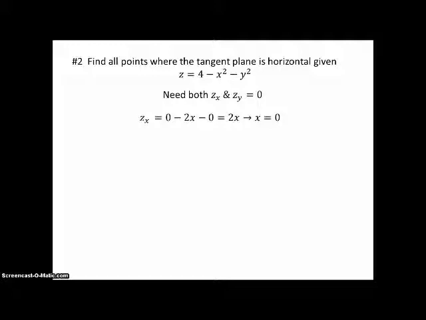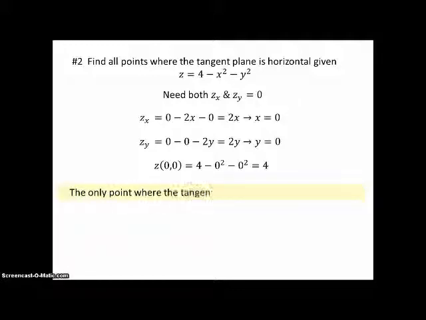Zx is 0 minus 2x minus 0 because the only term with an x in it is that middle term, and so this will occur only if x is 0. Zy is 0 minus 0 minus 2y because now the only term with a y in it is the last term, and this can only occur when y is 0. So now we have the x and y coordinates. We need the z coordinate at (0, 0), which is 4 minus 0 squared minus 0 squared equals 4. The only point where the tangent plane is horizontal is at (0, 0, 4).